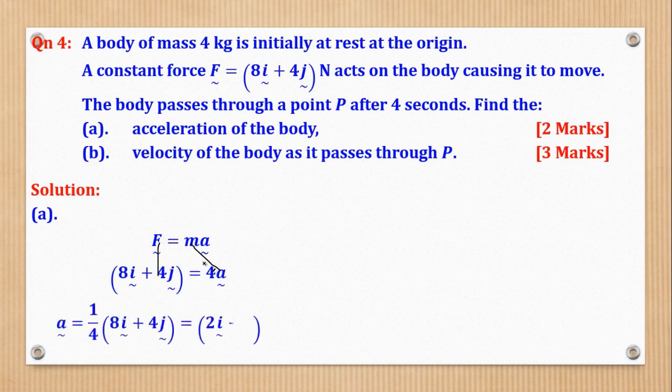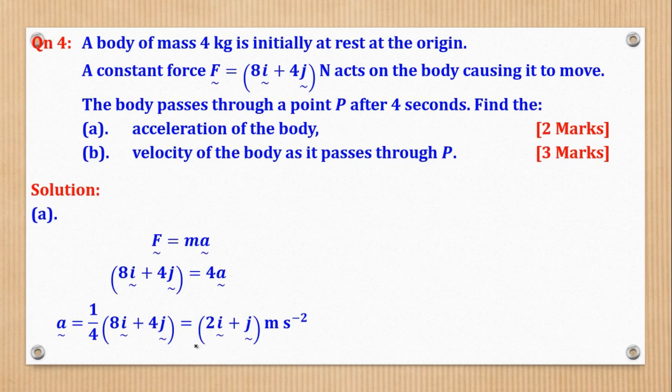Remember, acceleration is a vector quantity, so you leave it in vector form. Most students think they will get the magnitude of acceleration. That is not okay unless the question specifies that find the magnitude of the acceleration. But if it doesn't, you should remember that acceleration is a vector quantity, and therefore the answer must be in vector form. That is part A. What about part B?